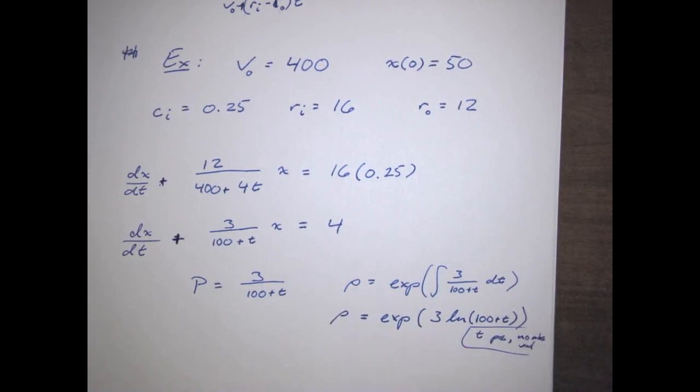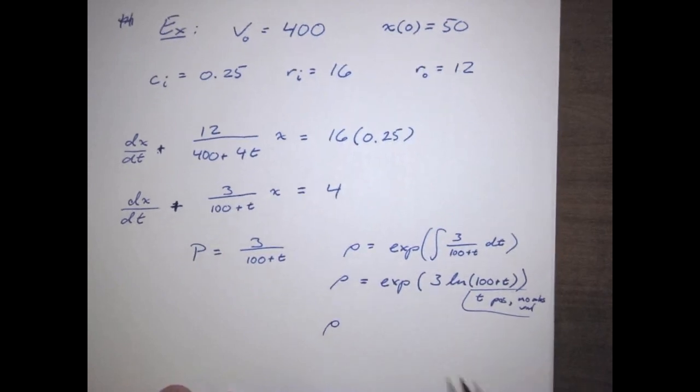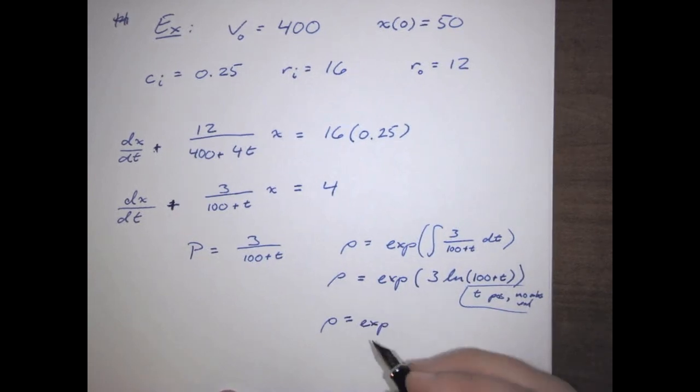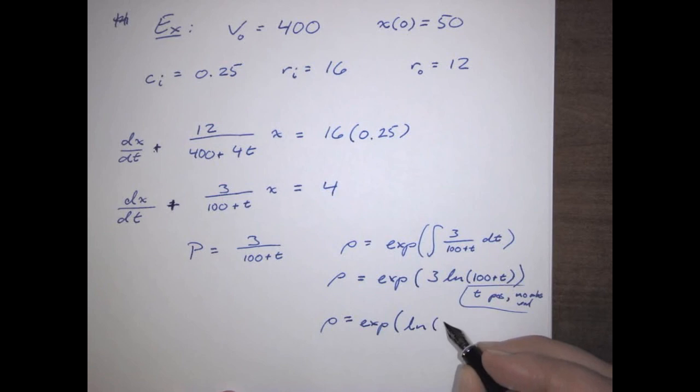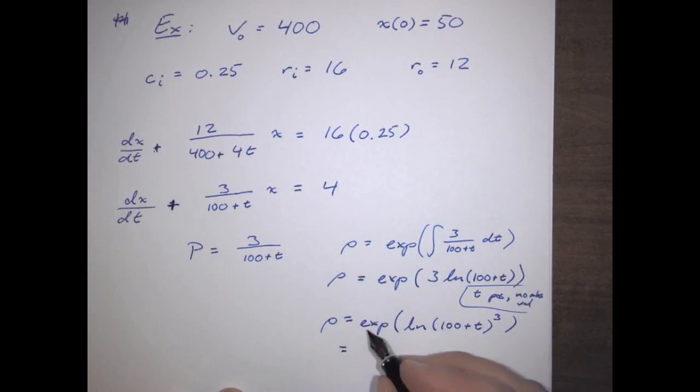Okay, so then we've got this, but once again we have a combination of an exponential function and a logarithmic function. So it should not surprise anybody that I have hopes of being able to apply some sort of property to clean that up, and sure enough, it's going to be the same property as what we did before. And so that's going to give us a rho altogether of 100 plus t to the power of 3.